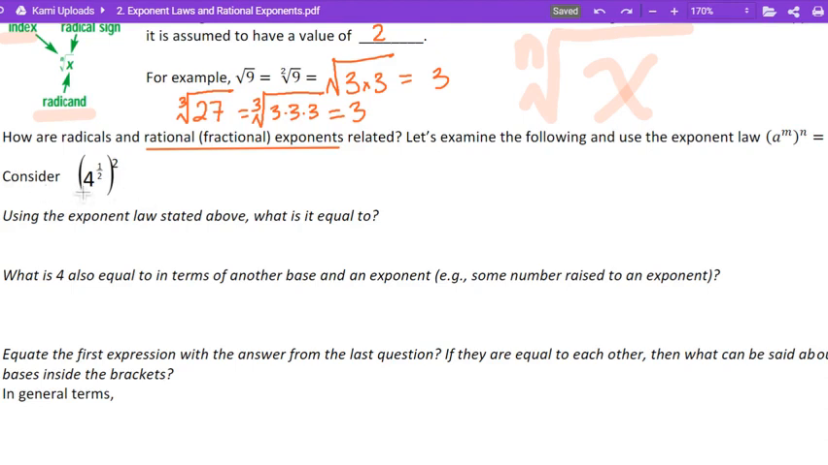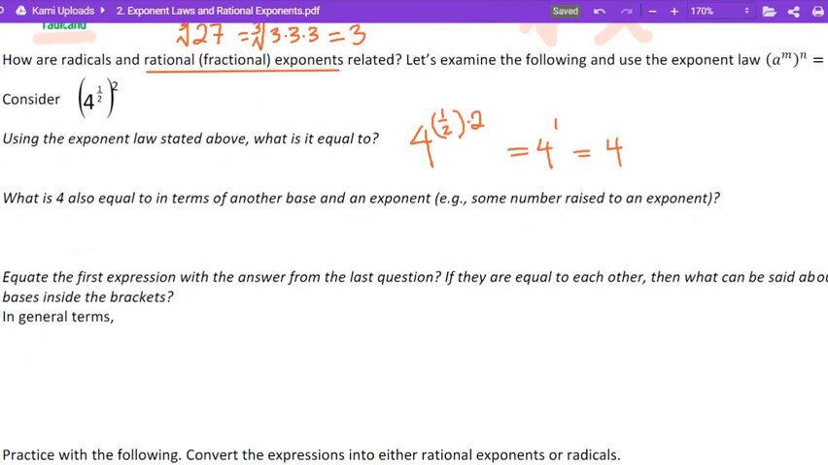So in this case, 4 to the power of 1/2, all to the power of 2. If we use the exponent law stated above, we would get 4 to the power of 1/2 times 2, right? We would multiply the two exponents. Well, 1/2 times 2 is 1, so 4 to the power of 1, 2/2 is a 1, or straight up 4. Okay? So far, you're following?